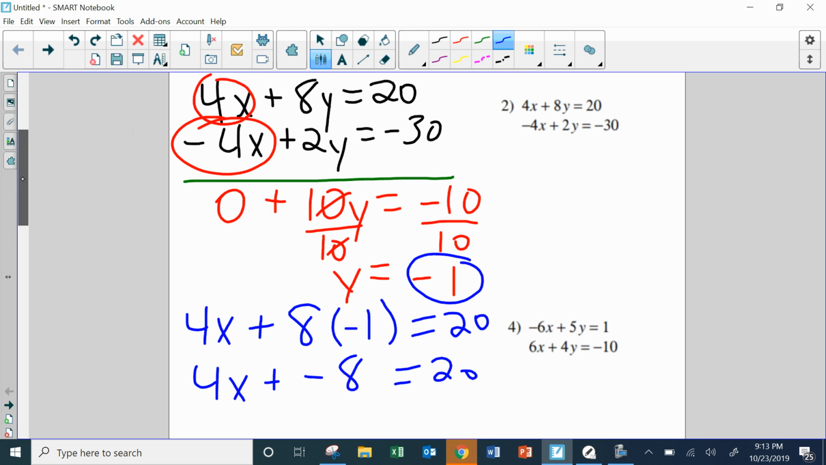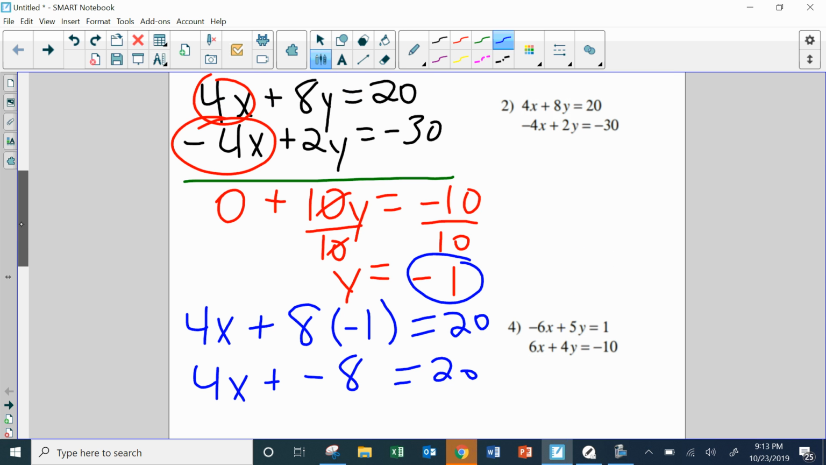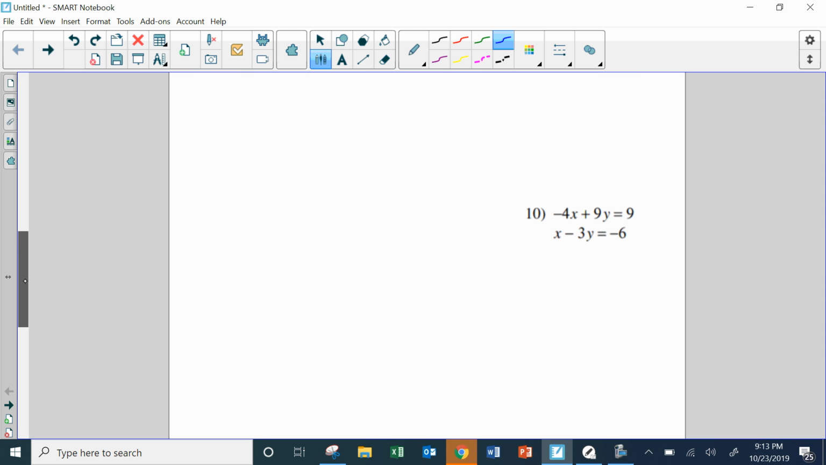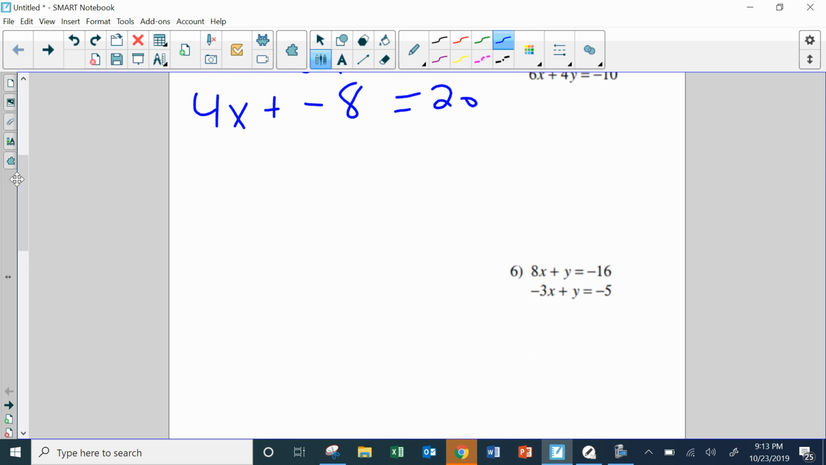Scroll down a little bit. Whoa. What in the world is it doing? I don't understand what it's doing. Oh, there we go. Okay.